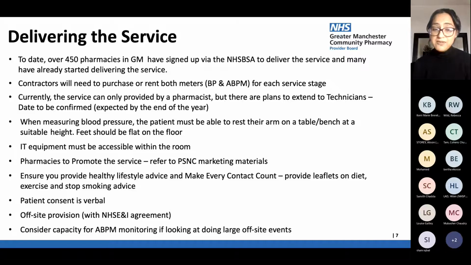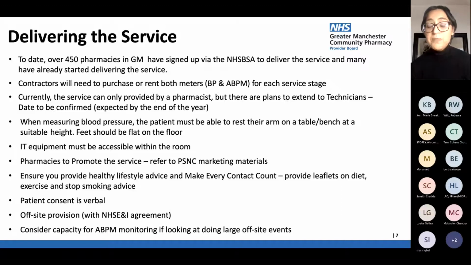Pharmacies can promote the service to the general public and patients, and you can refer to the PSNC marketing materials if you need support with this. Ensure that you provide healthy living advice and make every contact count. So this is a real opportunity for pharmacy to provide leaflets on diet, exercise, weight management, and stop smoking advice.